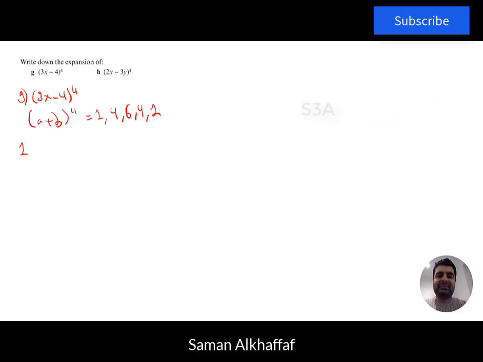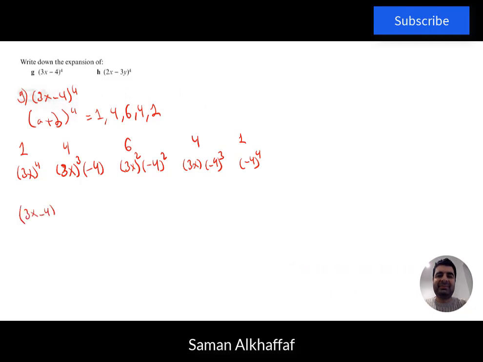So for the 1, that will be (3x) to the power 4. And for the 4, that will be (3x) cubed times minus 4. And for the 6, we would have 3x and minus 4, both squared. And for the 4, it will be 3x and minus 4, in this scenario the minus 4 will be cubed, and then for the 1, we would have minus 4 to the power 4.